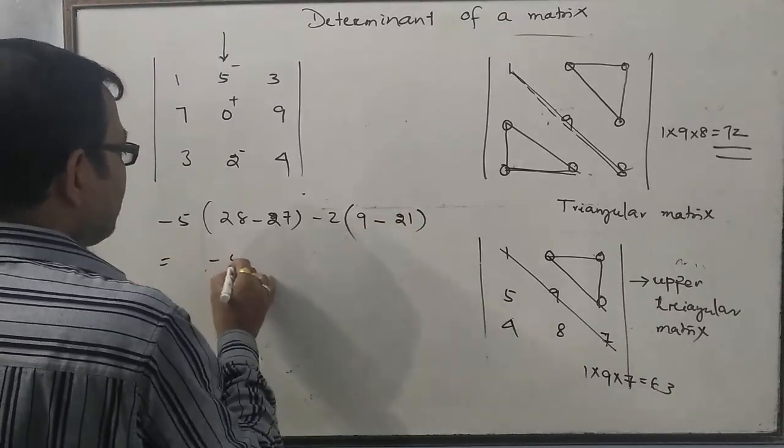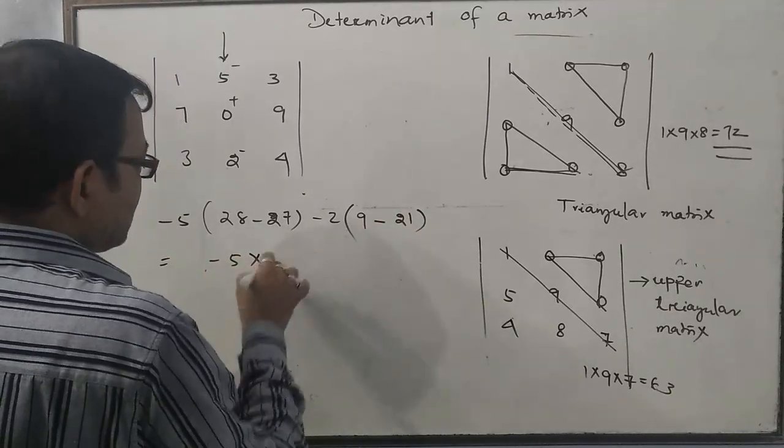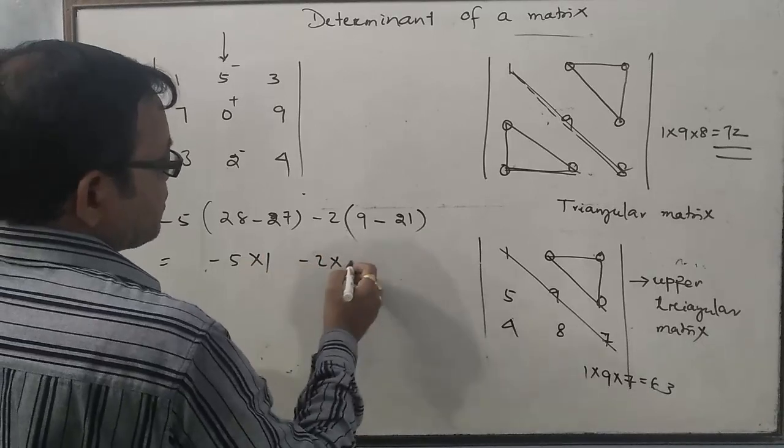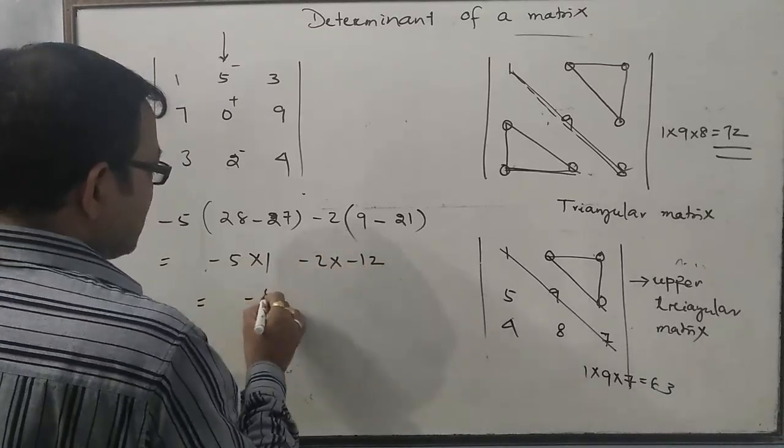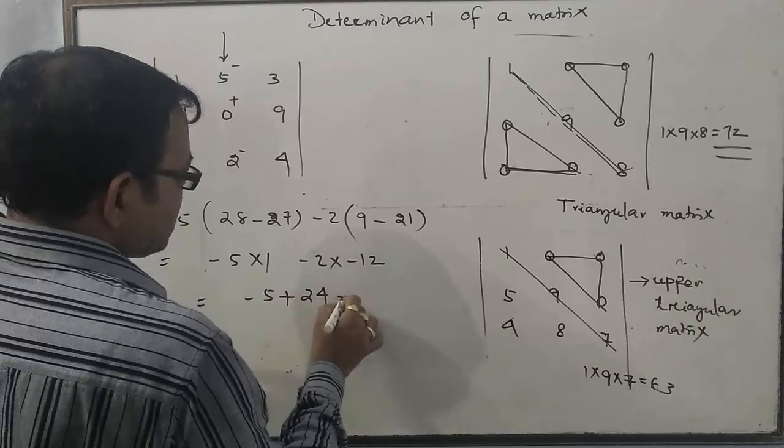So it is minus 5 into 28 minus 27, which is 1. Minus 2 into 9 minus 21, which is minus 2. So answer is minus 5 plus 24 is equal to 19.